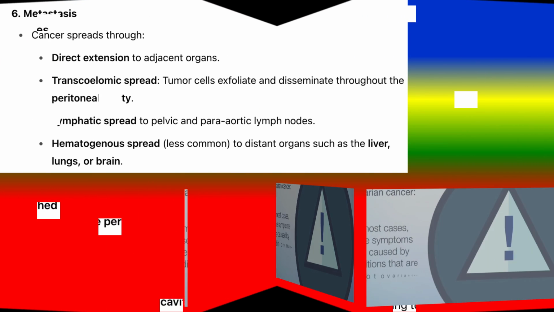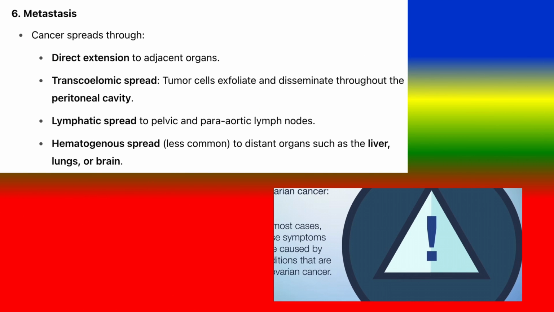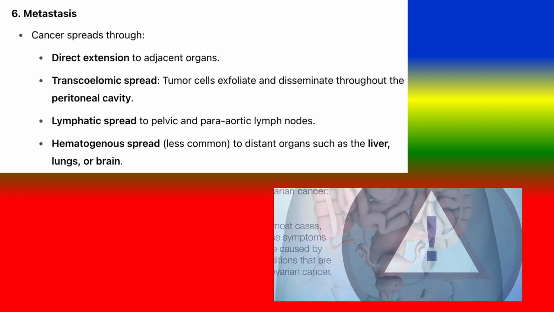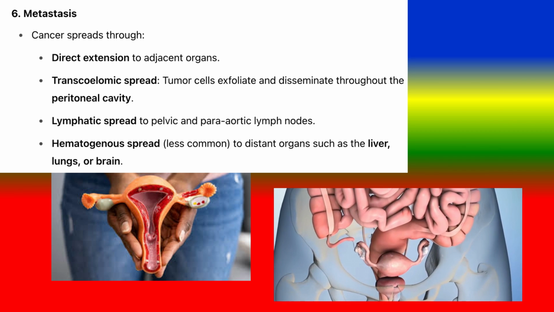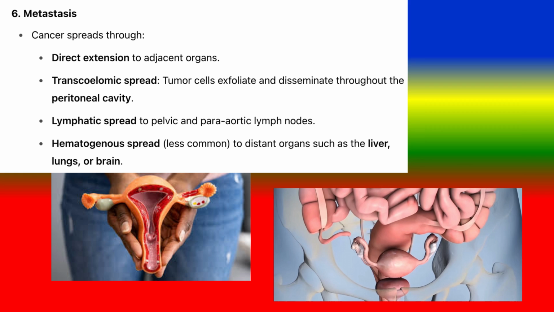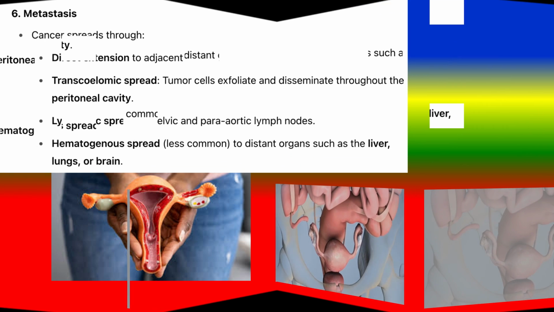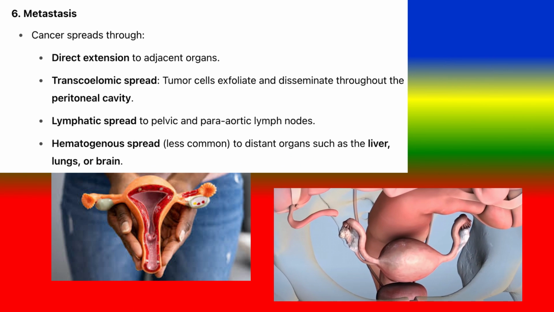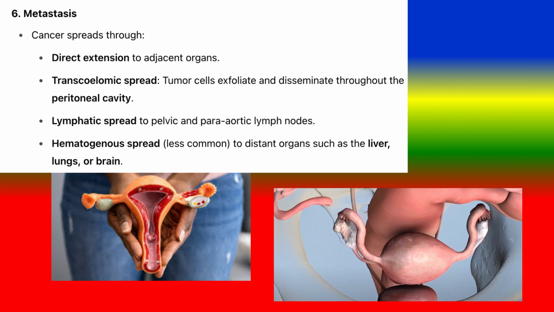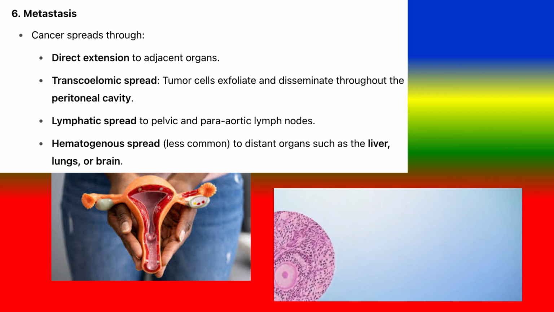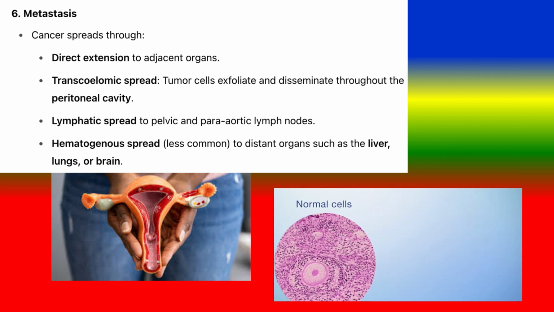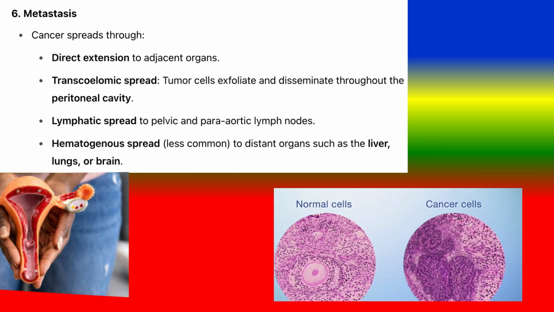6. Metastasis. Cancer spreads through direct extension to adjacent organs. Transcoelomic spread. Tumor cells exfoliate and disseminate throughout the peritoneal cavity. Lymphatic spread to pelvic and para-aortic lymph nodes. Hematogenous spread, less common, to distant organs such as the liver, lungs, or brain.